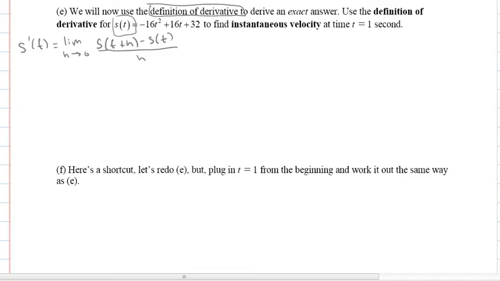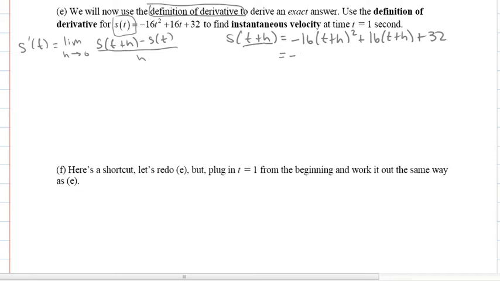Okay, so here's what we need to do. We need to define what s of t plus h is. Well, we have the function s. It's negative 16t squared plus 16t plus 32. Now for every t, I'm going to plug in a t plus h. So it's negative 16 times (t plus h) squared plus 16 times (t plus h) plus 32. So it's really just the same function, except now for every t is a t plus h.